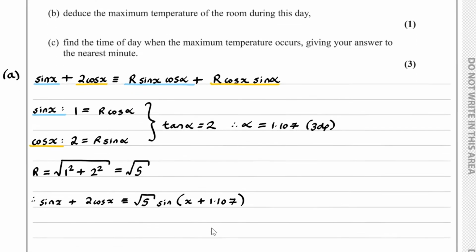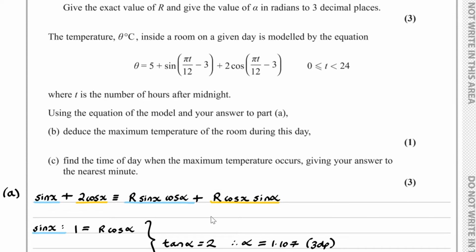And now for part B of the question. The temperature theta degrees C inside a room on a given day is modelled by the equation theta equals 5 plus the sine of pi t over 12 minus 3 plus 2 times by the cosine of pi t over 12 minus 3, where t is in between 0 and 24, and t is the number of hours after midnight. And using the equation of the model and your answer to part A, we have to deduce the maximum temperature of the room in this day.